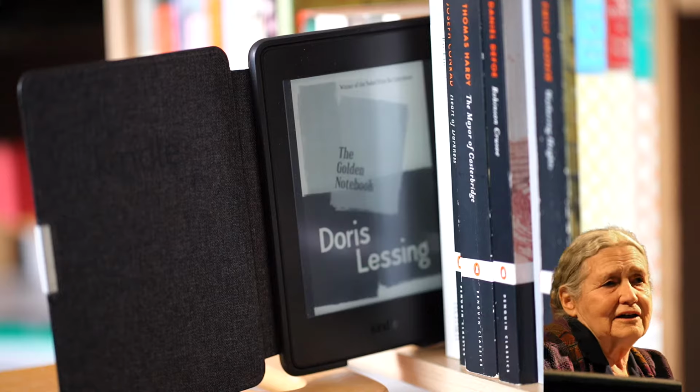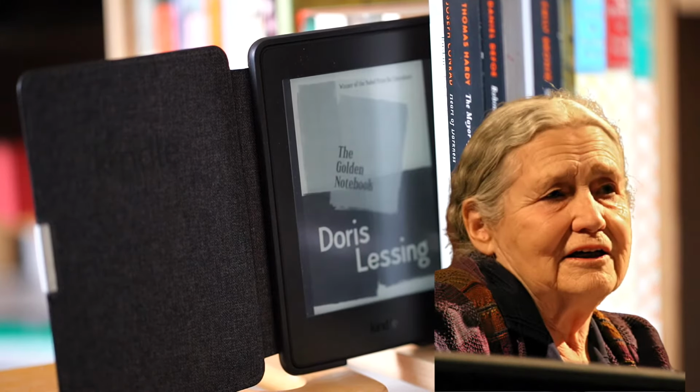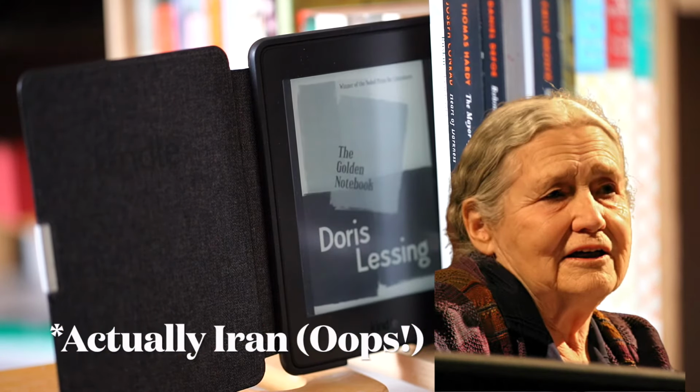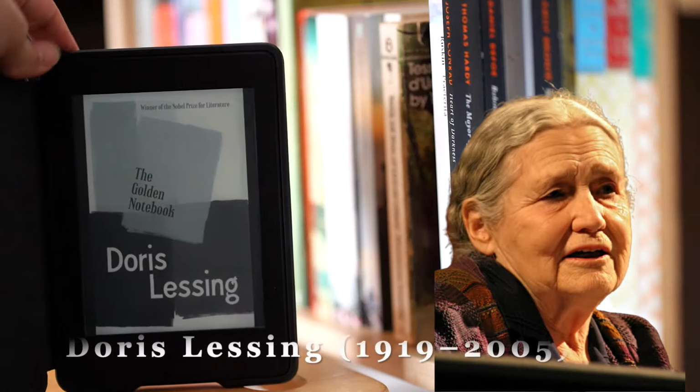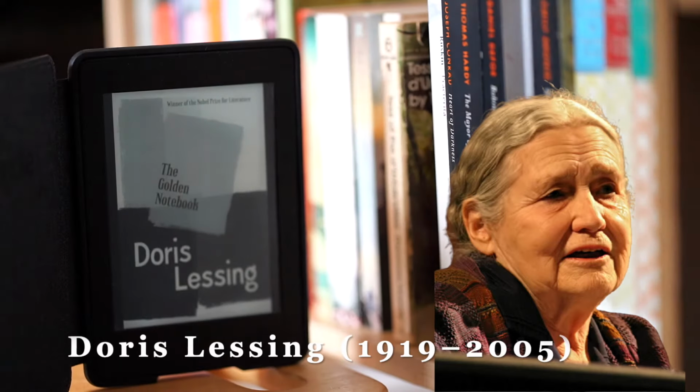The Golden Notebook by Doris Lessing. Doris Lessing was born in modern-day Zimbabwe and was the oldest person to win the Nobel Prize in Literature in 2007. The Golden Notebook is her best novel. What is it about? Well, to understand the plot, let's talk about modernity.